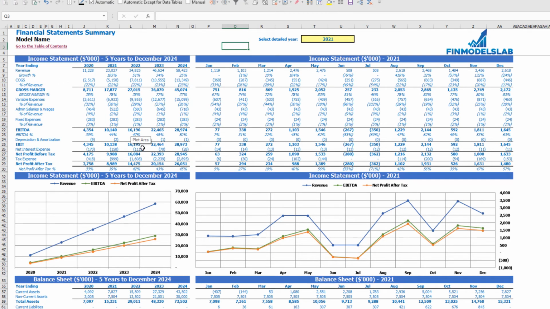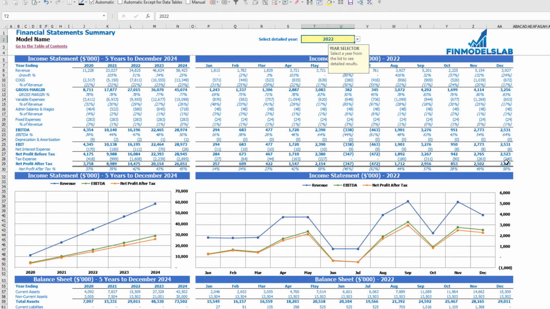The summary of 3 statements you may find on the Financial Statement Summary tab. On the top you have income statement broken down by 5 years and the selected year, which you can change here, broken down by months. Below you may see the same information on the chart form.